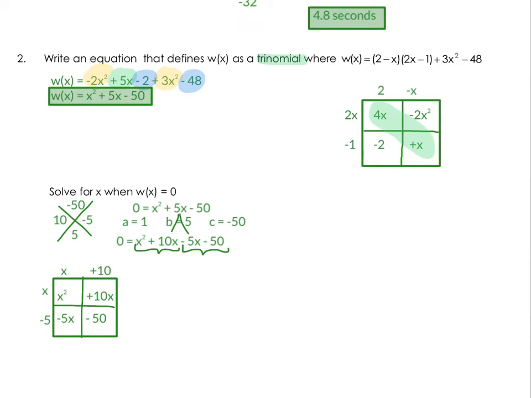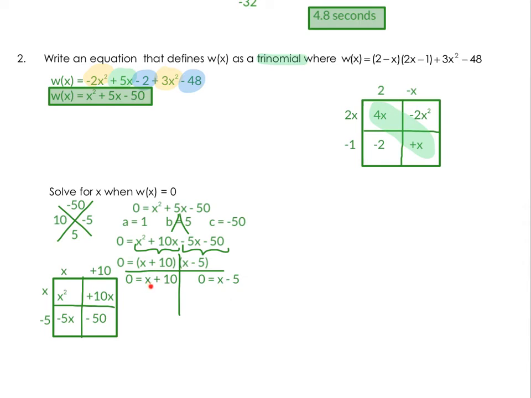So now I can rewrite the factor by grouping, rewrite these four terms as this binomial times this binomial. So 0 equals x plus 10 times x minus 5. Now I'm ready for the t-chart to find out what the x values can be. So we set each factor equal to 0, and the reason for that is because if either of these factors are 0, 0 times anything will end up being a product of 0. So that's why we set each of these equal to 0, then solve for x.